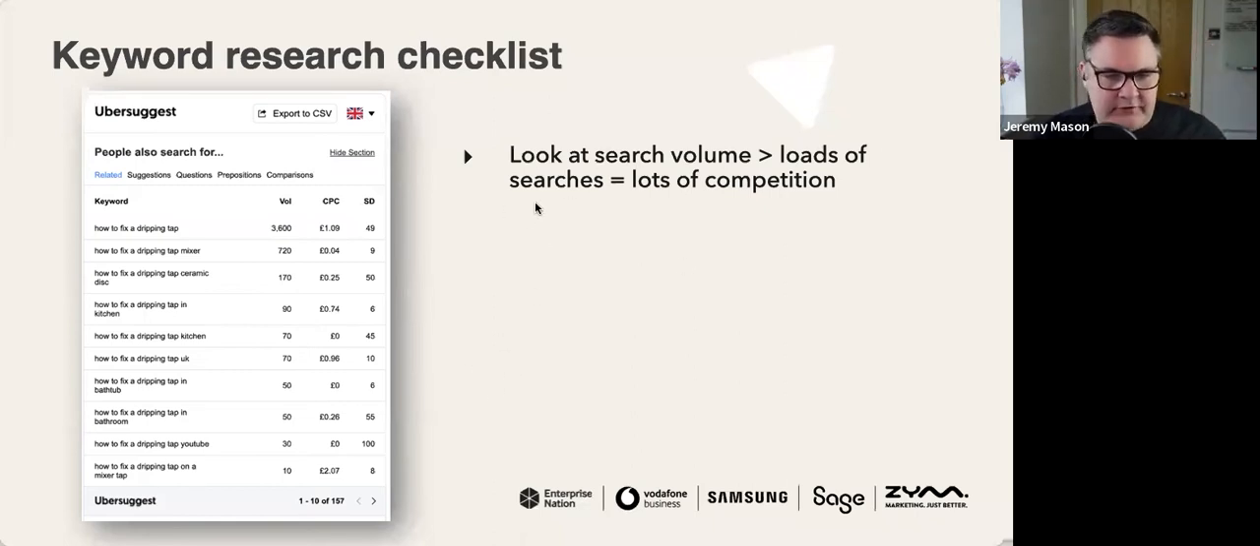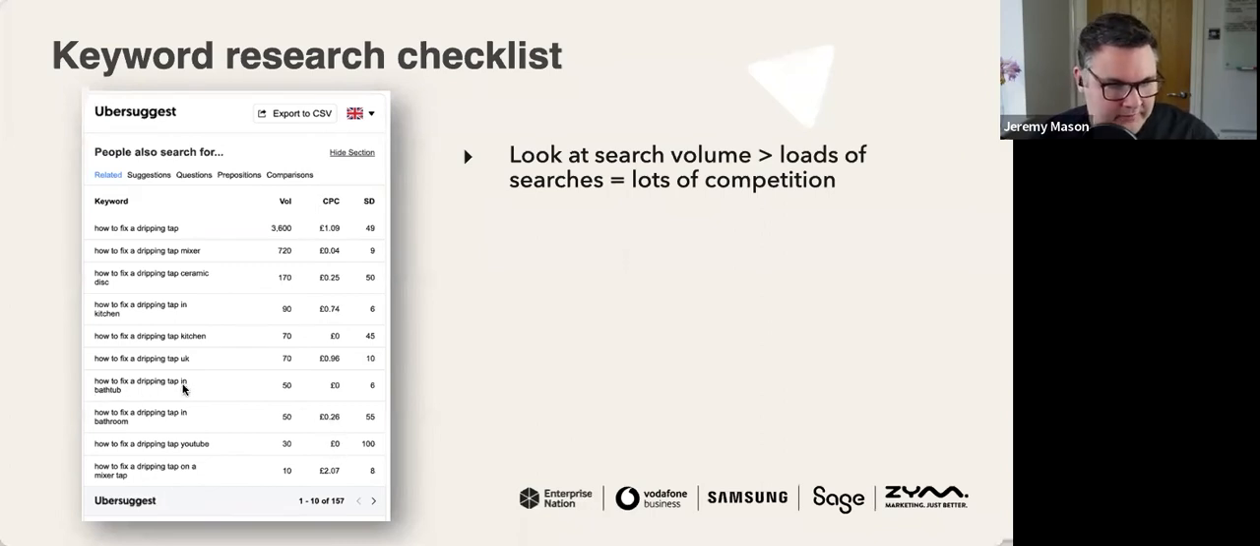So look at the search volume, loads of searches. So, how to fix a dripping tap. Oh, that says UK only, this one, 3,600. Also, notice here, CPC, cost per click. People are advertising against certain of these keywords. That means that the keywords are obviously getting good traffic, qualified traffic, traffic that's converting. Otherwise, why would they be advertising against them? So again, it's a balance between volume and commercial intent, i.e., are people advertising against it?